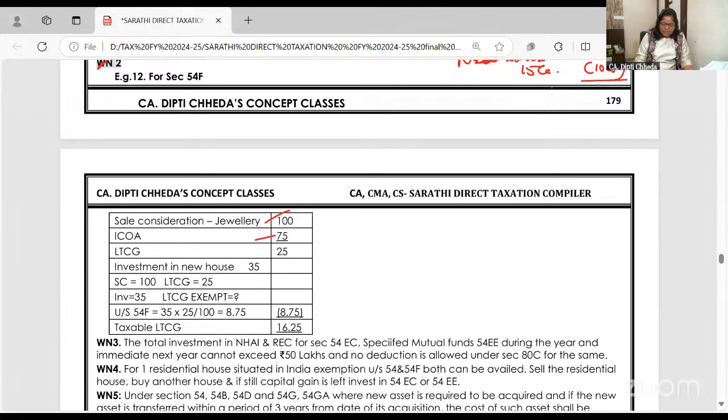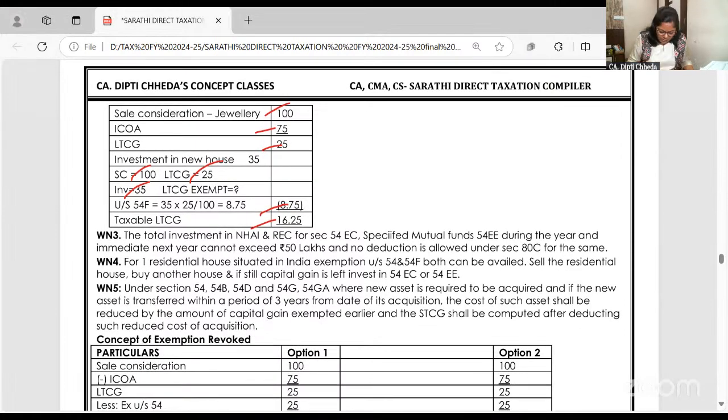Sale consideration, long-term capital gain is 25. You invested only 35. So cross multiply, only that much is available. Note, investment in NHAI and REC bonds, mutual funds and all cannot exceed 50 lakh deduction this year and next year put together. Upper limit, mark it, very important for MCQ.